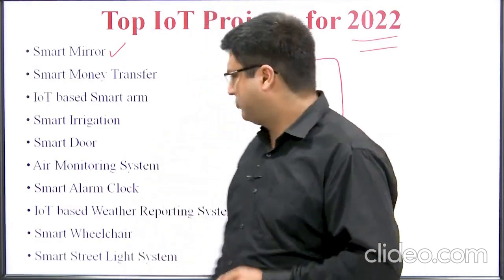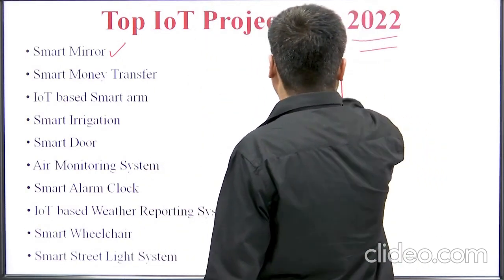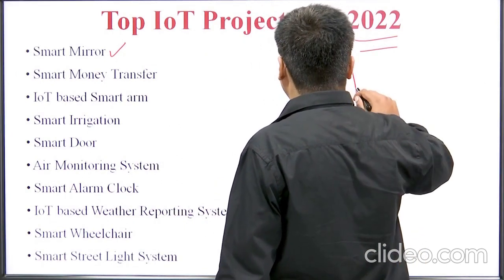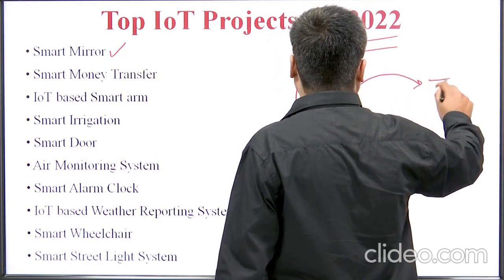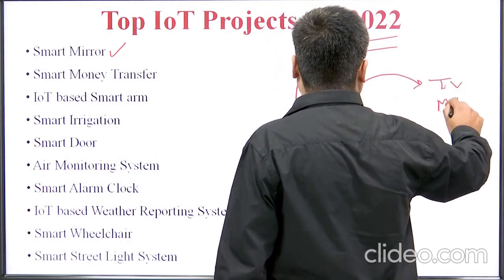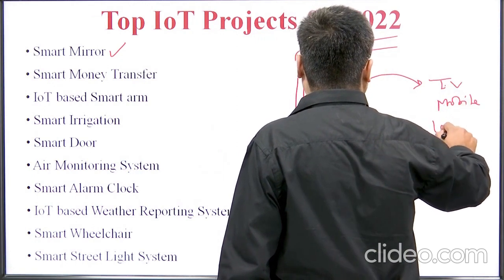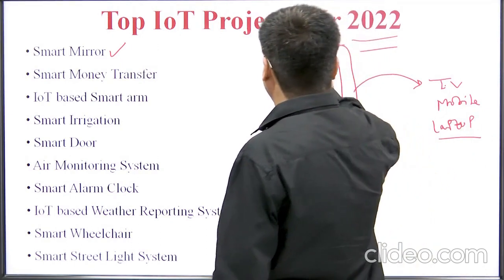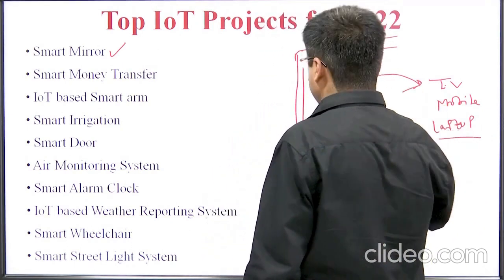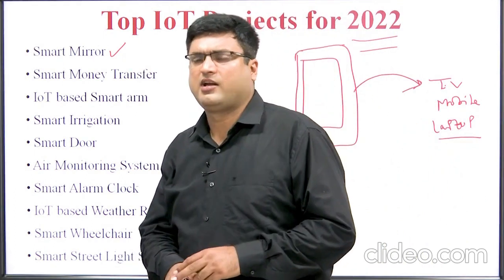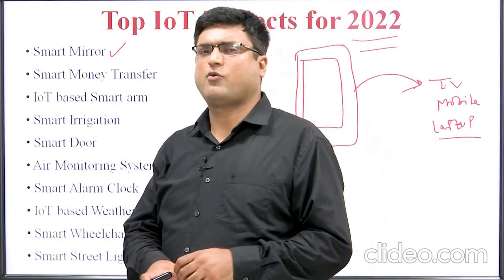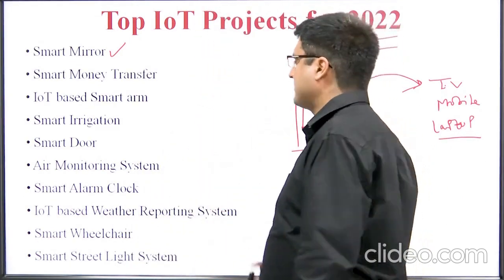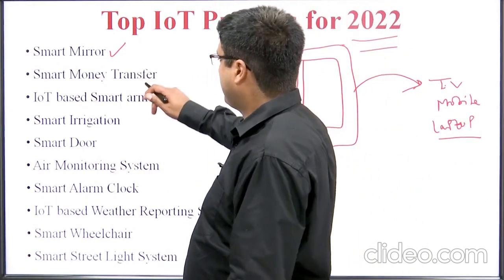How does it work? You create the smart mirror and frame it, and you can connect your smart mirror to the TV set, to the mobile, to the laptop. You can also connect through Bluetooth as well. Your smart mirror can be connected through Bluetooth to devices, and whatever activities you are doing on your TV, laptop or mobile can be reflected on the smart mirror. So with the smart mirror you can access the information on a bigger screen. You have a smart money transfer.